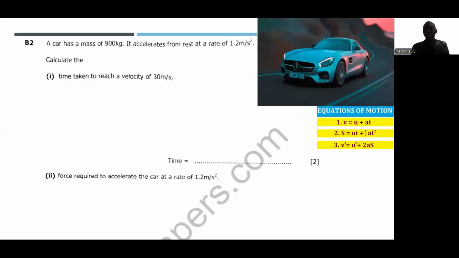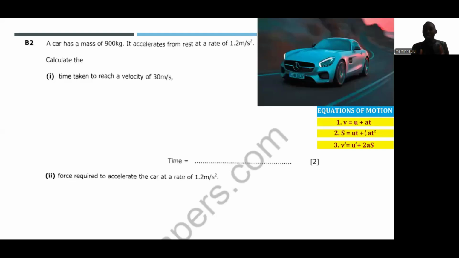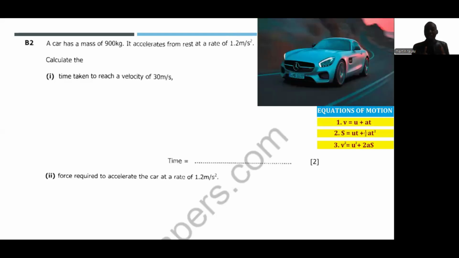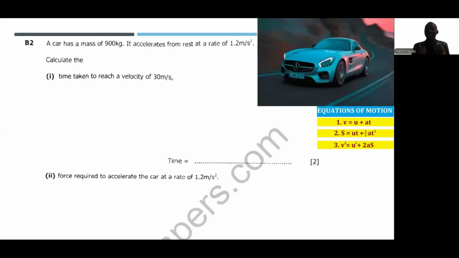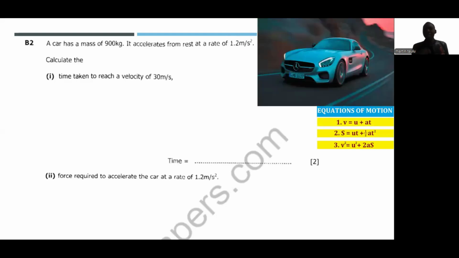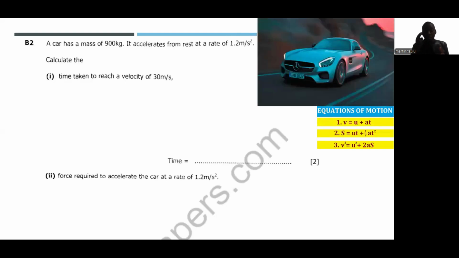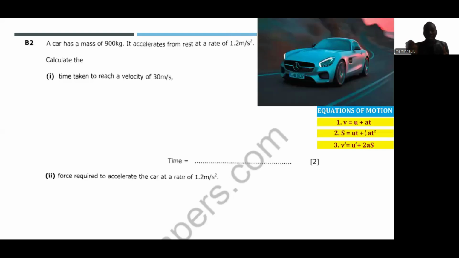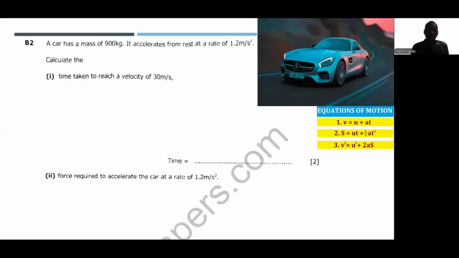So V, which is the final velocity, is equal to initial velocity plus acceleration times time, is the first formula. The second formula is S, which stands for distance. S is equal to ut plus half at squared. And the third one is V squared is equal to u squared plus 2as. Keep in mind that the s can be replaced with the x. It's one and the same thing.